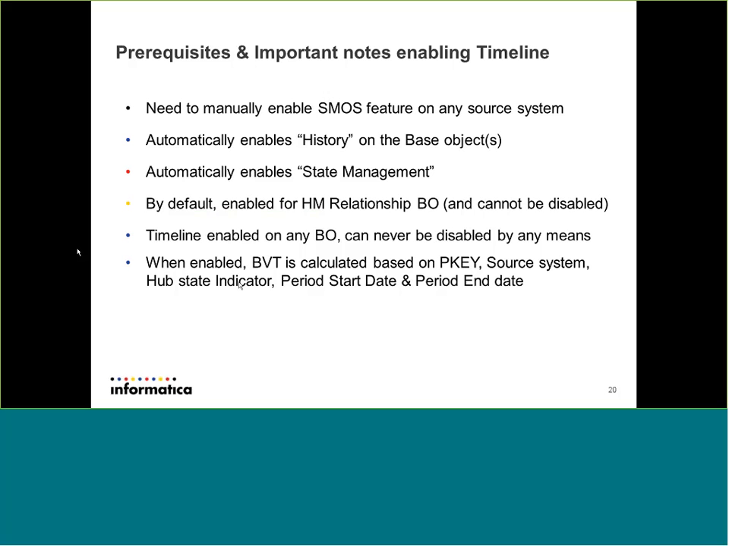When you enable timeline in the hub, prior to 9.5 releases, the BVT is calculated based on the PKey, source system, and update indicator. But from 9.5 we also include period start date and end date when you calculate the BVT, because we need the best version of truth at a particular point in time, and when we have multiple versions, we want the best version of truth to be available for the business. That's why we consider the start date and end date also to be participating in the BVT process.